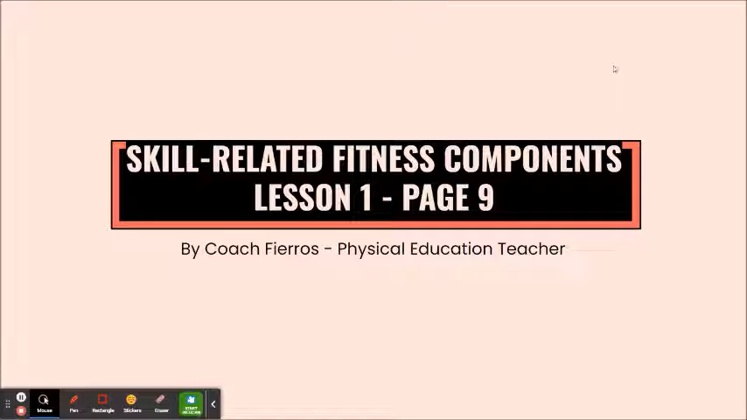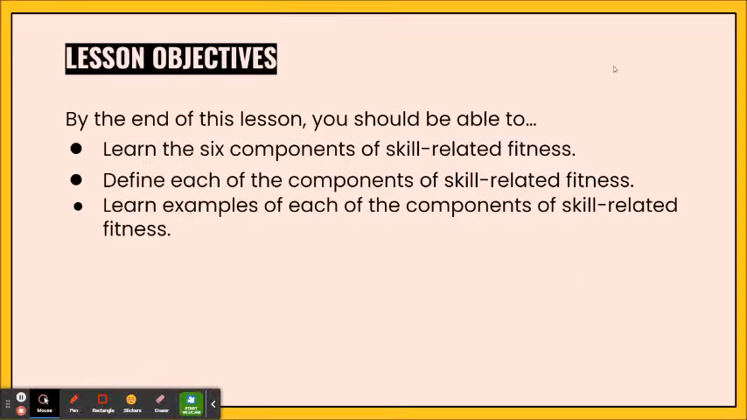This lesson is on your packet on page 9. Make sure that you have page 9 on your packet ready as you're watching this video. Let's start. Here are the objectives. By the end of this lesson, you should be able to learn the 6 components of skill related fitness, define each of the components of skill related fitness, and also you're going to learn examples of each of the components of skill related fitness.